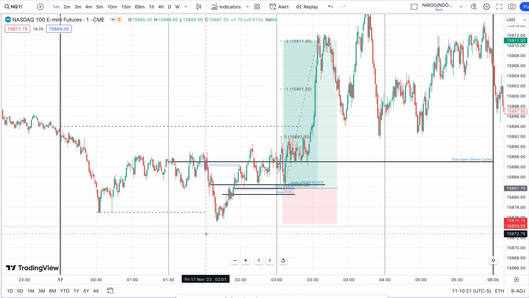Buy below true open, sell above true open. By following this one rule, you will have amazing results in your trading. It's boring, but it's worth it.